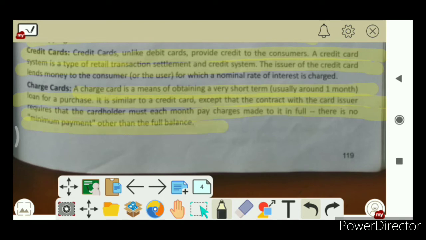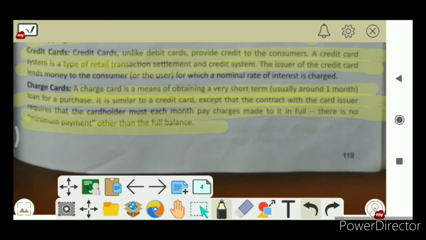It means there are three types of cards: debit card, credit card, and charge card. Using debit cards, you can know your balance, you can withdraw money, you can do e-shopping, and these are the activities you can perform with a debit card. Unlike the credit card, where the issuer bank lends you money for which the issuer bank takes some interest.